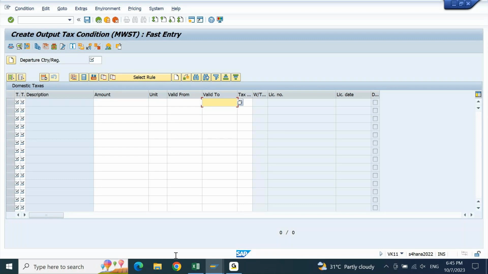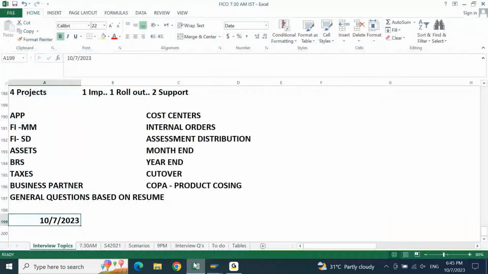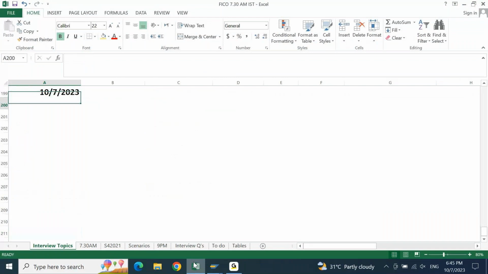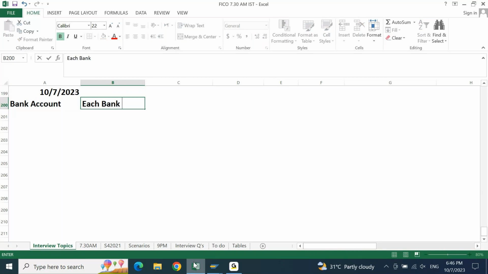Okay, sir. If we have two bank accounts, how many GL accounts do we create? Like that question. If I have two bank accounts, main account, incoming and outgoing. So if I have 10 bank accounts, how many GL accounts do I open?